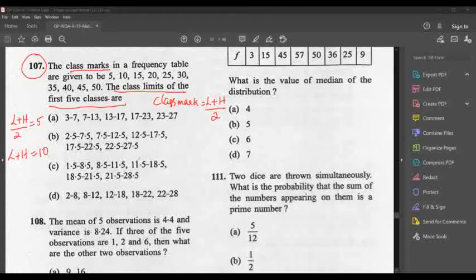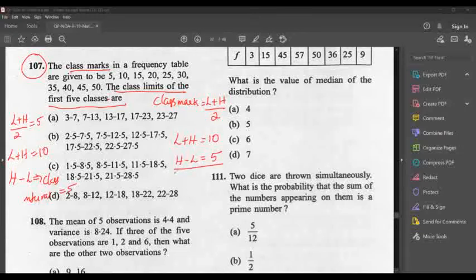And actually, what is class interval? What do you mean by class interval? That is higher limit minus lower limit, H minus L. Higher limit minus lower limit is class interval. And what is the class interval here? Class interval is 5, because the intervals between class marks will be the intervals between class limits also. So 5, 10, 15. So the class interval is nothing but 5. So I have lower limit plus higher limit as 10. I have class interval, higher limit minus lower limit, as 5.